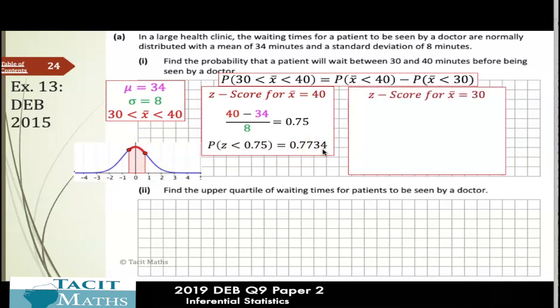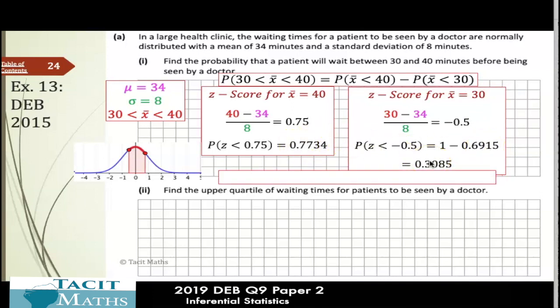Now, the problem with 30 is that it's a negative z-score. So when we get the number that corresponds to 0.5, it's 0.6915. Because it's less than a negative z-score, it's 1 minus that number, which is that. And to get the probability that it's between here and here, we simply subtract one from the other, which comes out as 0.4649. Now this question really would be a very standard question.